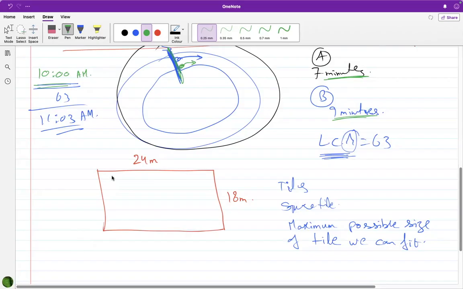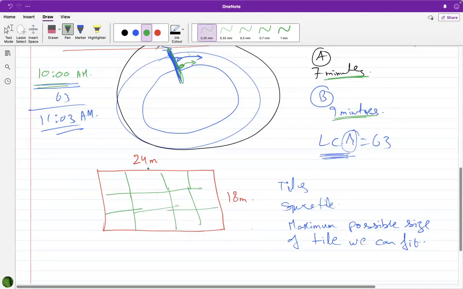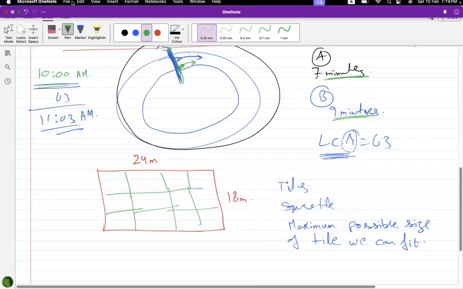Would it be 6? That's correct. It would be 6, and we are basically looking at the HCF. So we'll have 4 tiles of 6 meters on this side and 3 tiles of 6 meters on the other side, and we are left with no space and all are squares. So this was the basic concept where LCM and HCF are used. Other than that, these are just numbers.